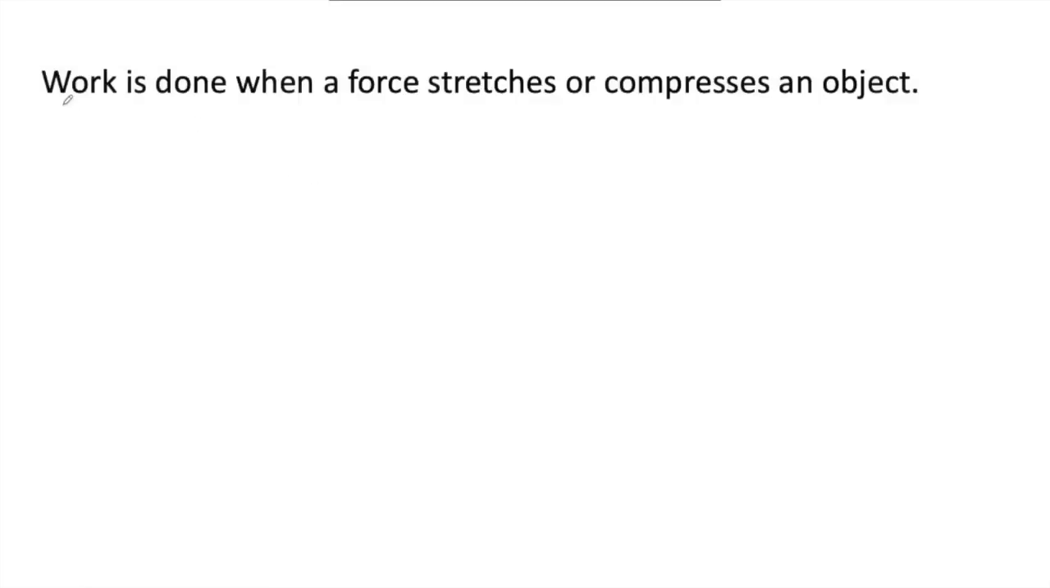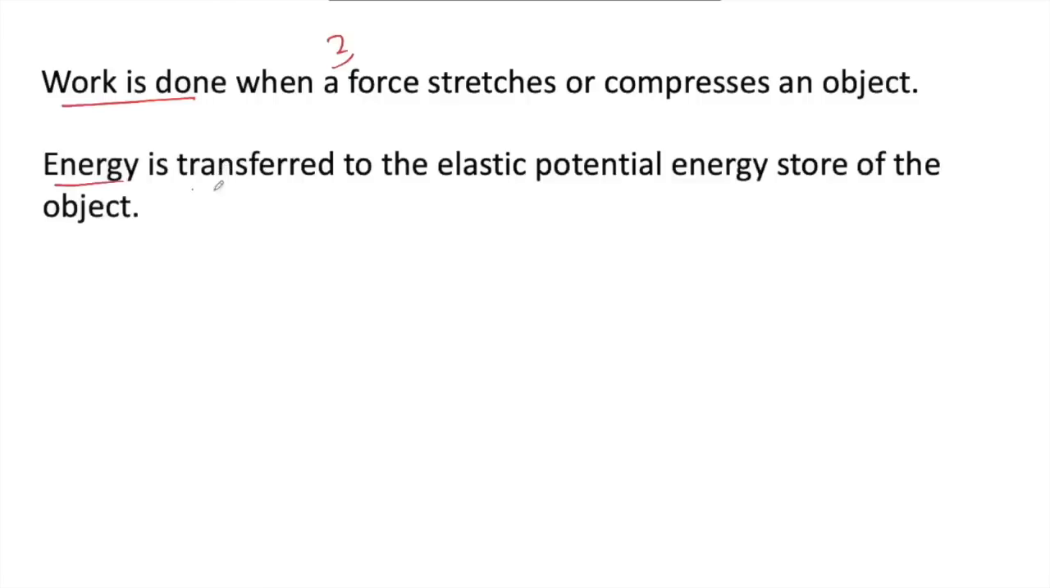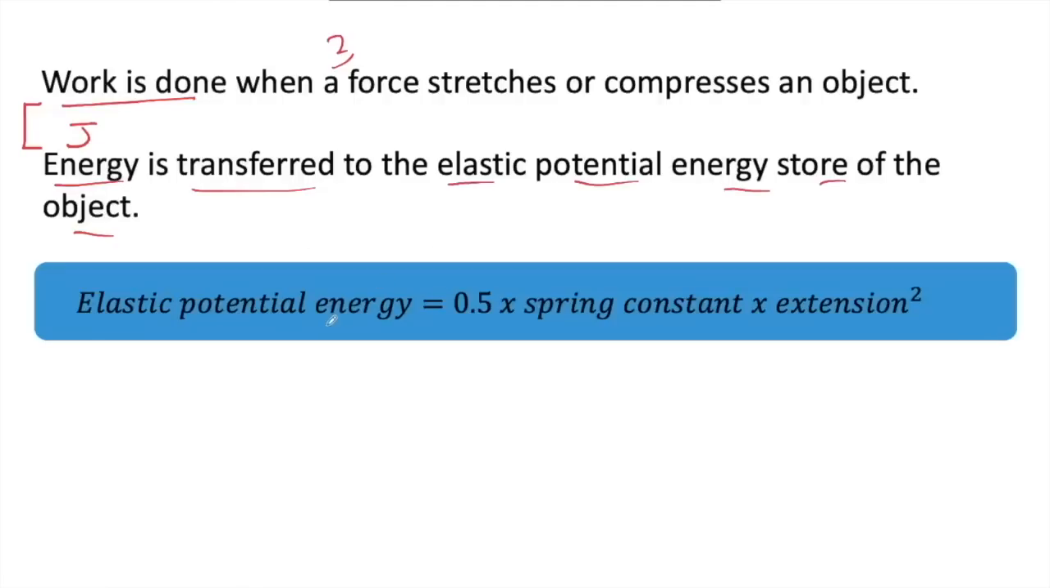Work is done when a force stretches or compresses an object. In this case, remember, we're talking about two forces needing to stretch or compress objects. Energy is transferred to the elastic potential energy store of the object. We know that work done and energy are both measured in joules, because work done is the same as energy transferred. So when you compress or stretch an elastic object, it will transfer energy to the elastic potential energy store. And this equation links our factors.